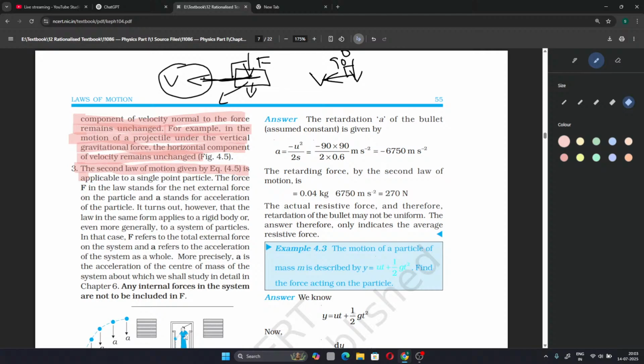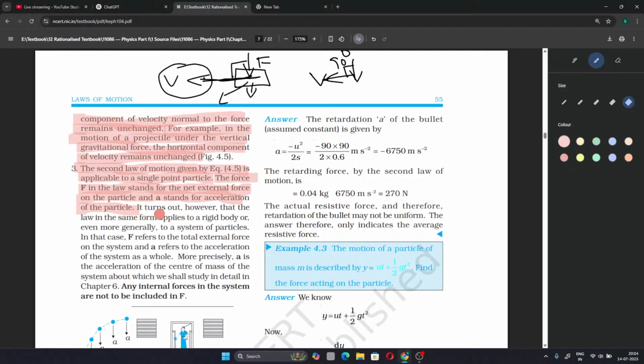This equation is applicable to a single point particle. This kind of law is only applicable for a single point particle. The force F in the law stands for the net external force on the particle, and A stands for the acceleration of the particle. Basically, in the law F equals mass into acceleration, F is the net external force experienced by the particle, and A stands for the acceleration of the particle.